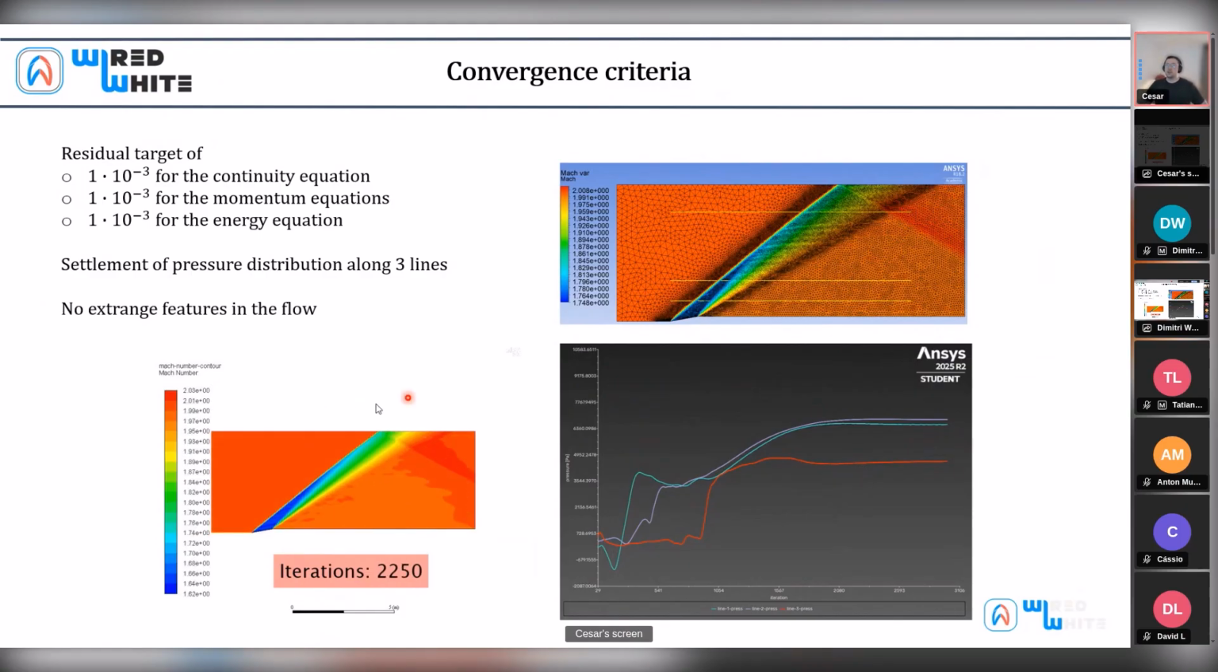We are also monitoring that in the final solution we don't have any strange features in the flow. If we had stopped the simulation at around 1000 or 2000 iterations, that might not be good enough, because you can see we have many spurious effects throughout the domain. It is really above 2500 iterations that the solution seems to be completely converged.